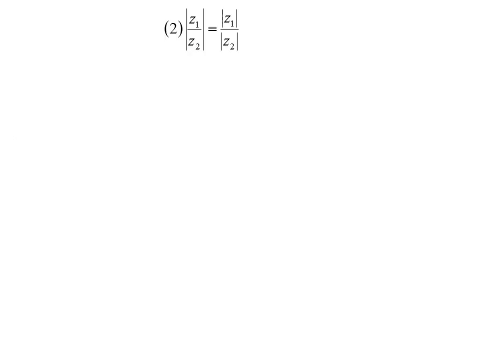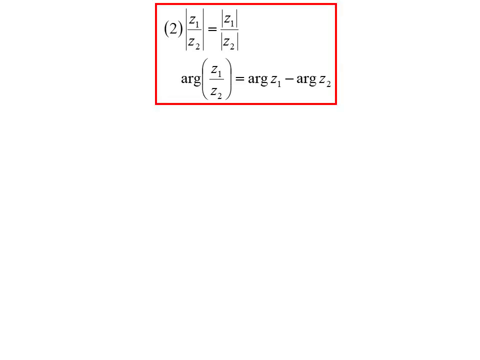Similar thing happens with division. We can just find the modulus of each individual part, and with the argument we now subtract. Again, very similar to logarithms. When we divide, we subtract. So the argument of z1 minus the argument of z2. I'm not going to do the proof of that one. I mean, it's very similar to the other one.